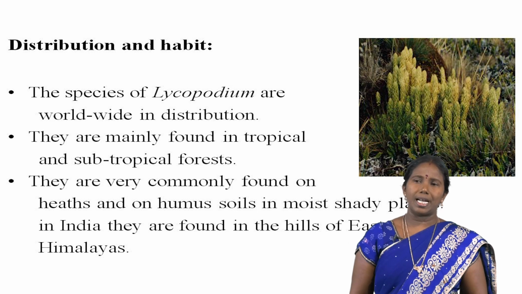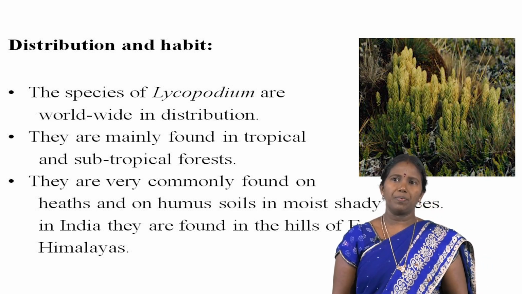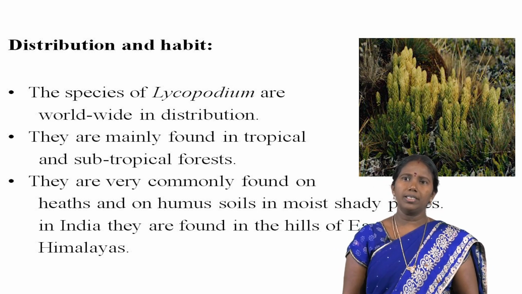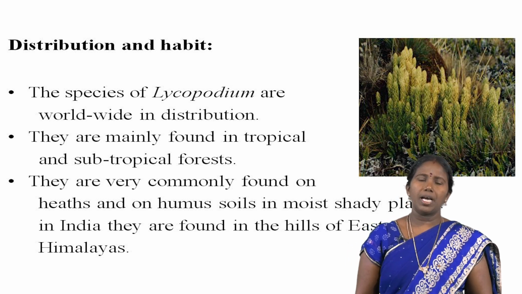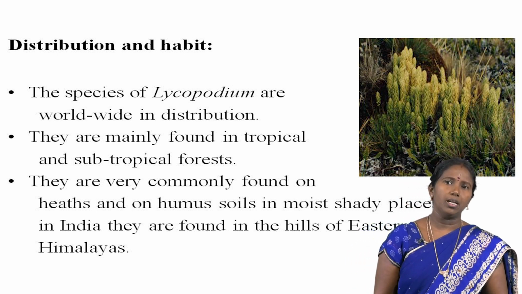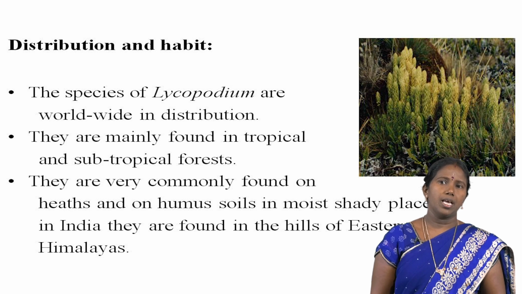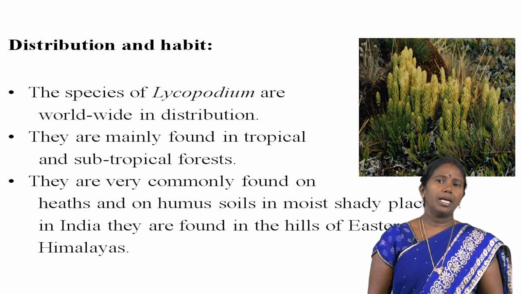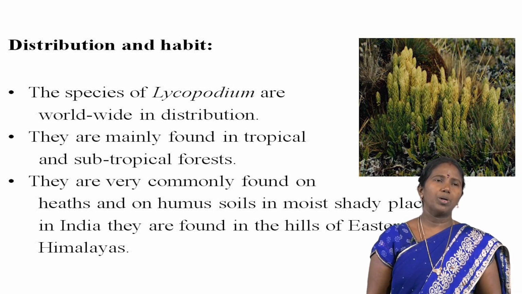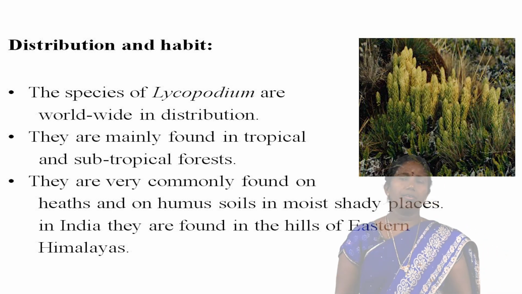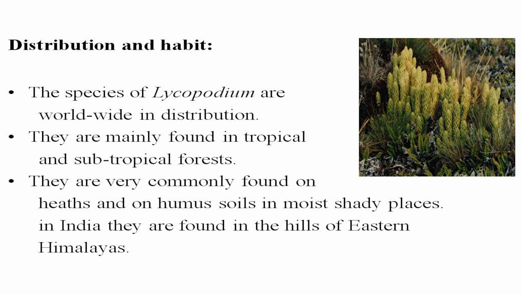Next, distribution and habit. These species of Lycopodium are worldwide in distribution. They are mainly found in tropical and subtropical forests. They are very commonly found on heaths and on humus soils in moist sandy places. In India, they are found in hills of eastern Himalaya.